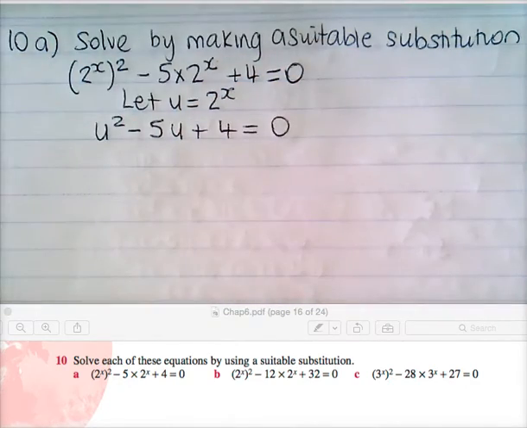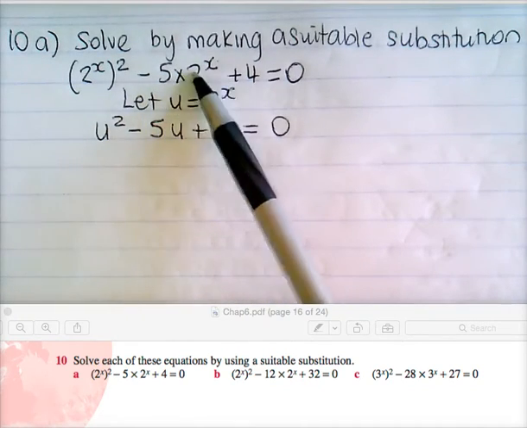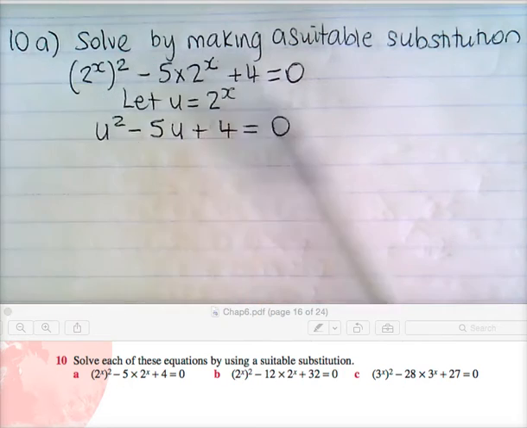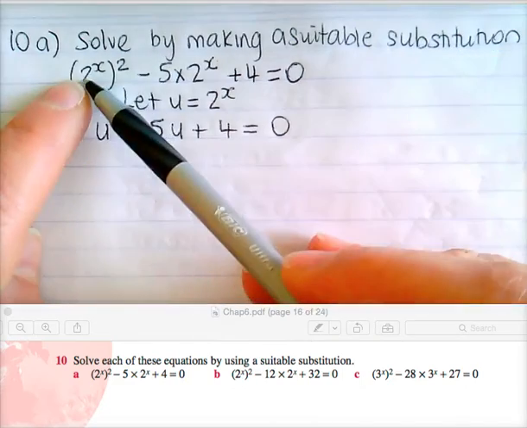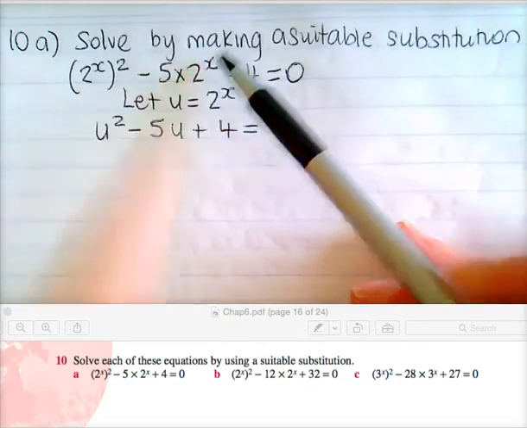Girls, this bit that we're doing here is called equations reducible to quadratics. All those equations, because you've got something squared, minus 5 times that same something, plus 4, can be written as a quadratic if you make a suitable substitution. You can see that the 2 to the x is squared, and then you've got the minus 5 times 2 to the x.